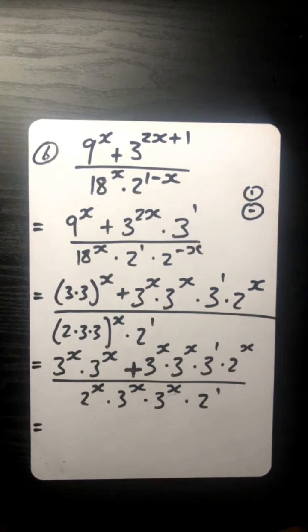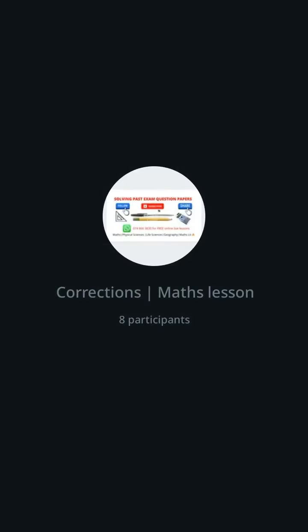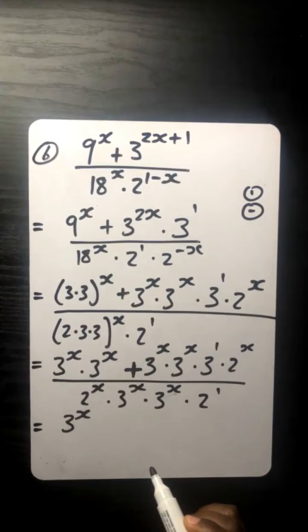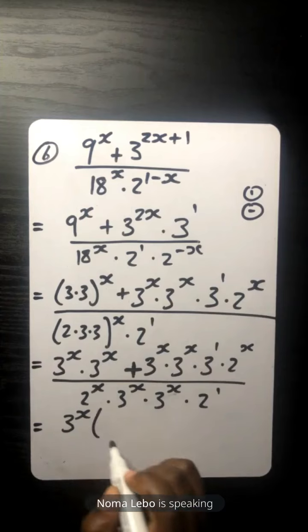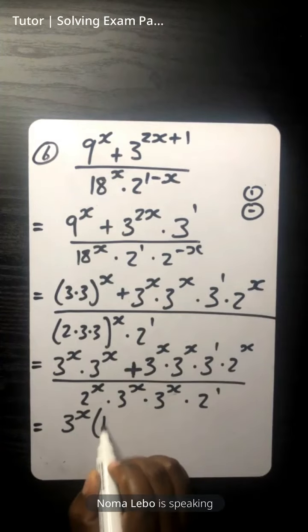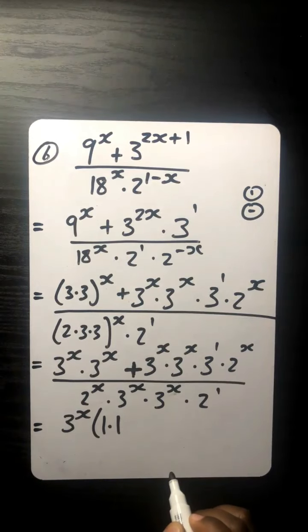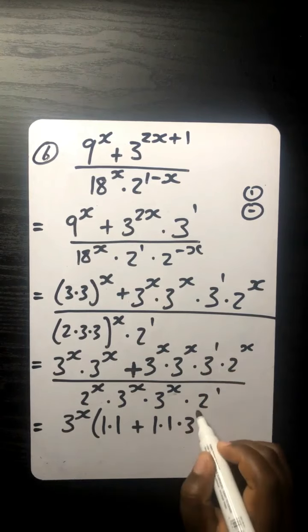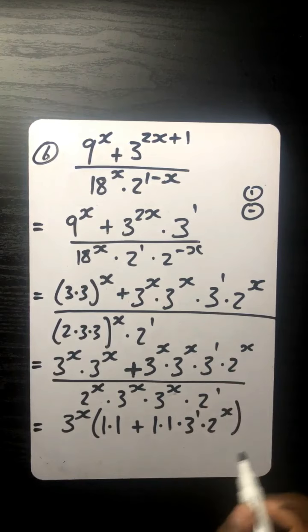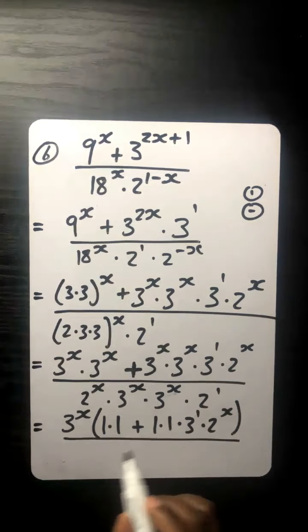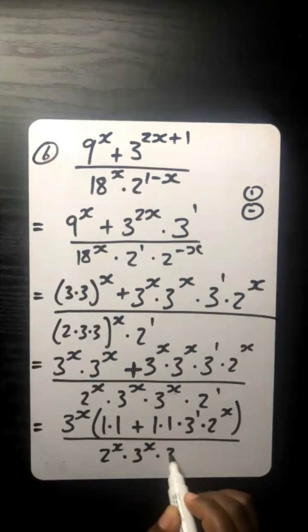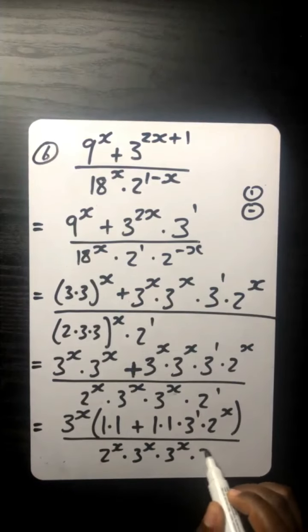This one seems like it's going to be an interesting problem. Let's see. 3 to the exponent x is a common factor there, isn't it? Yes, sir. Which means in place of that, 3 to the exponent x is the same as 1 times 1, plus 1 times 1 times that 3 to the exponent invisible 1 times 2 to the exponent x, the whole of that divided by, nothing changes at the bottom, 2 to the exponent x, 3 to the exponent x multiplied by 3 to the exponent x multiplied by 2 to the exponent 1.